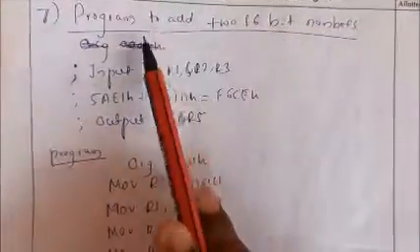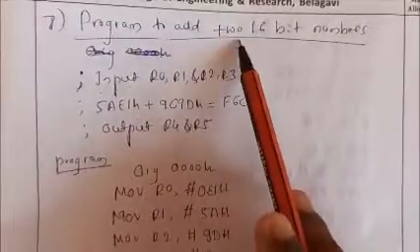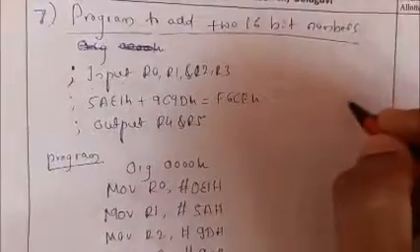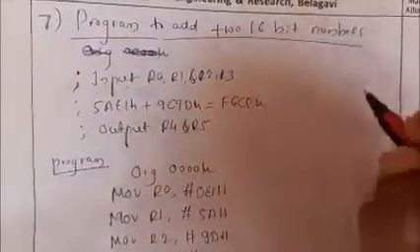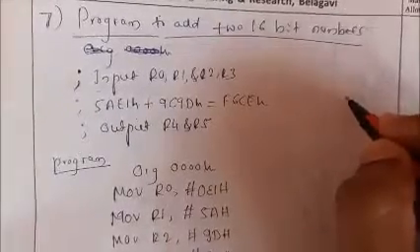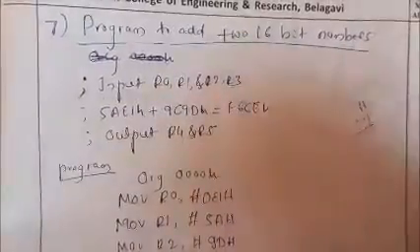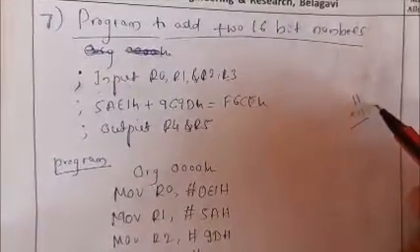Just try to read the title. Program to add, that means addition, for two 16-bit numbers. For example, in the previous class you've done 8-bit numbers, addition for 8-bit numbers. An 8-bit number is nothing but a 2-digit number. For example, if I write 11 plus 11, this is one number, this is the second number. That means I can say this is 8-bit, this is also 8-bit.